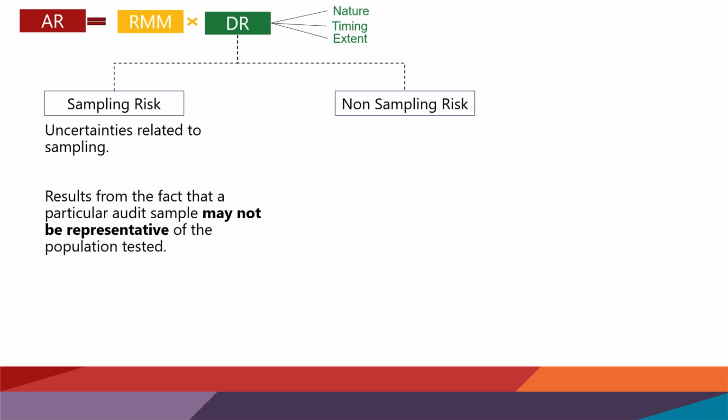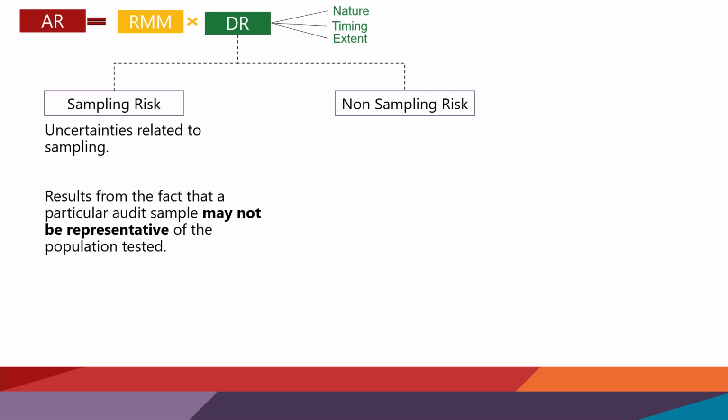Now, the thing about sampling risk is that it can actually be managed by the auditor. In fact, it can be eliminated by the auditor. How do you eliminate sampling risk? Well, simple. Just don't do sampling. If you test 100% of the population, there will be no sampling risk, right? Because you tested everything. And for sure, the population will look like itself because, hey, it's already the population.